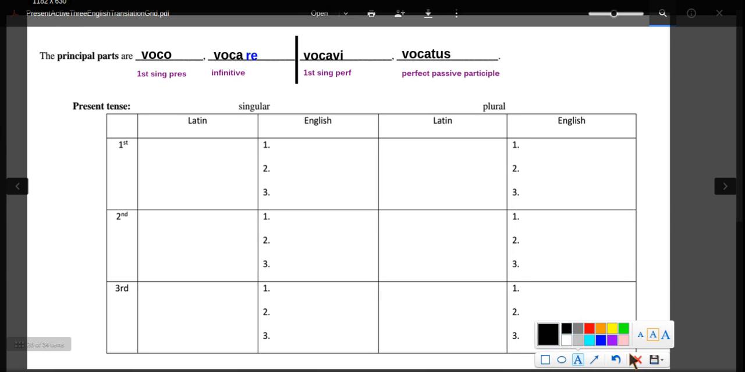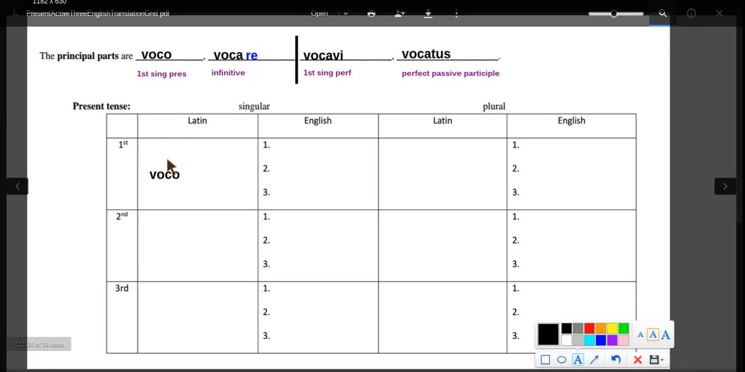Now, when we are forming our verb forms, it's very similar to first declension nouns. You look at your parts and you take off certain endings and then you add certain endings. So same concept, we just call it conjugation. The first principal part of a verb, voco, is our first singular present. And just like our nominative singular with first declensions, it goes into our first box here. So that's our first singular form for the verb. We'll come back to translation here in a second.